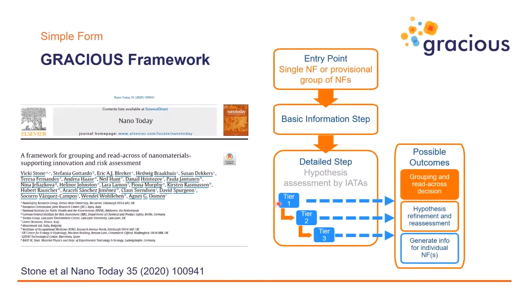And any generation of new data would use a tiered testing strategy, where tier 1 would be simple methods, tier 3 would be more complex models, in order to generate the data that you need to assess whether your hypothesis is valid or not. If it's valid, then you can go ahead with your grouping decision. If it's not, you might either choose to refine your hypothesis and reassess it, or you may decide that you want to just assess the risk on a case-by-case basis.